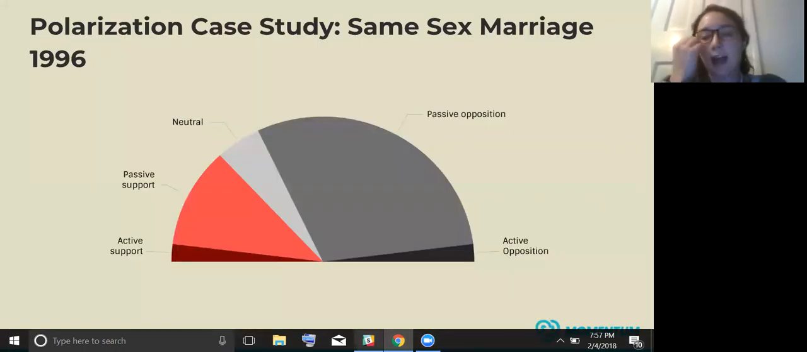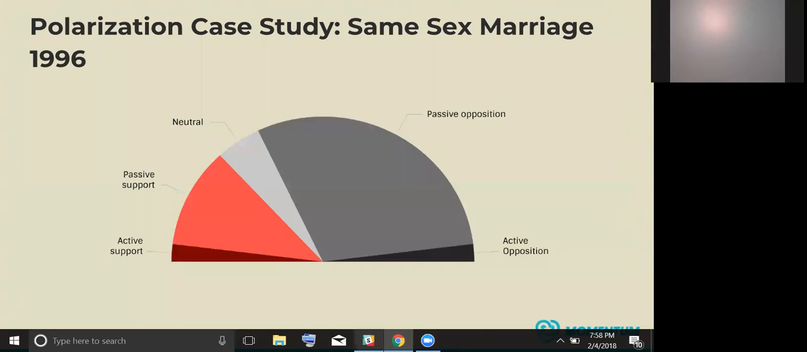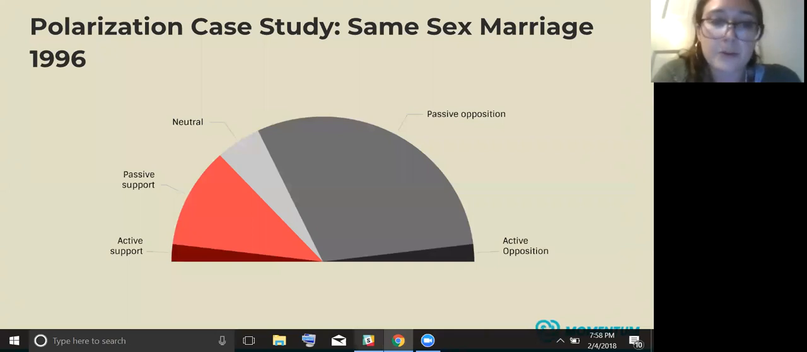So if you look at the polling that was done around same-sex marriage, around marriage equality, over the last 20 years, there's been a dramatic change. If you look back at 1996, this is where the spectrum of support was on the issue of gay marriage. You had a pretty big group of people who were neutral, and then you had about a third of the country that were passive supporters or active supporters.